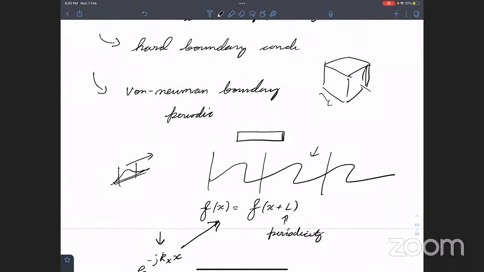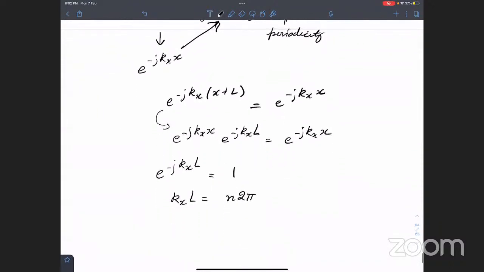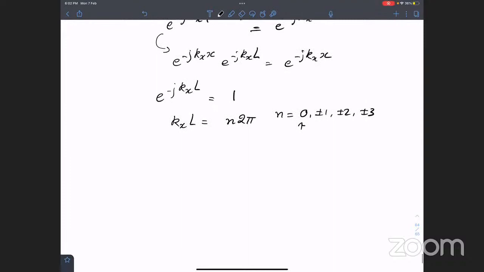Imagine the box where we are putting the periodic boundary condition. Even if kx is 0, the integration of this wave function will not give me a 0 probability. So for this periodic boundary condition, the allowed values of n are 0, plus or minus 1, plus or minus 2, plus or minus 3. The condition of 0 simply means that, remember, my momentum is h bar k, right?